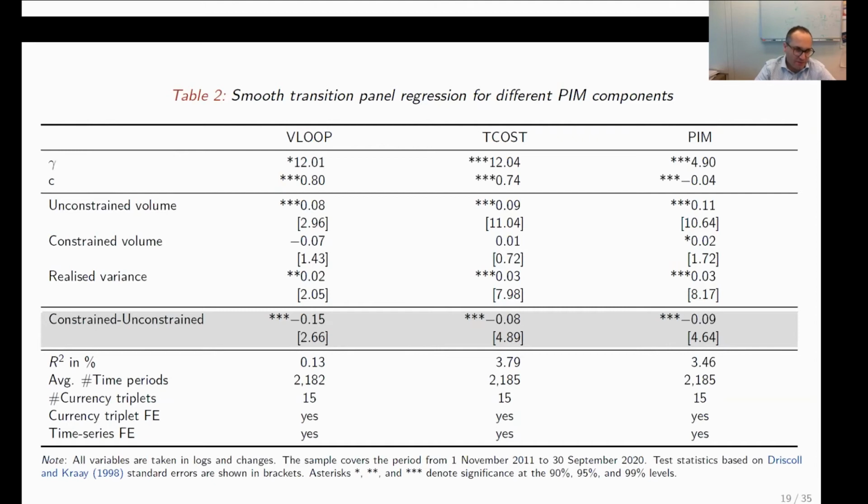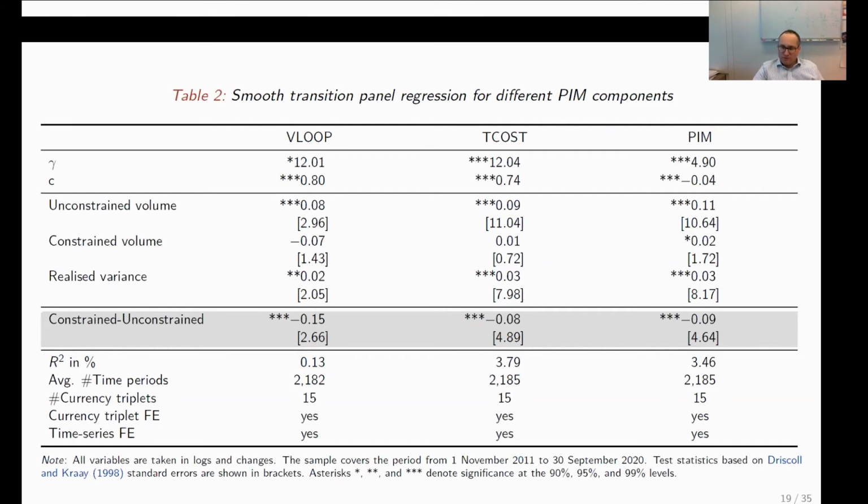Actually, we even see a reduction, so essentially a negative coefficient on volume in the PIM regression in the constraint regime, but it's not statistically significant. But overall, the difference between the two coefficients is still statistically significant between unconstrained and the constraint regime, also in the V-loop case.